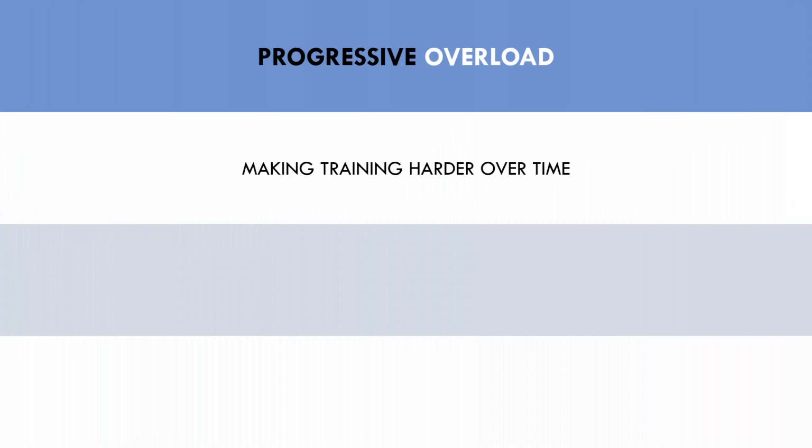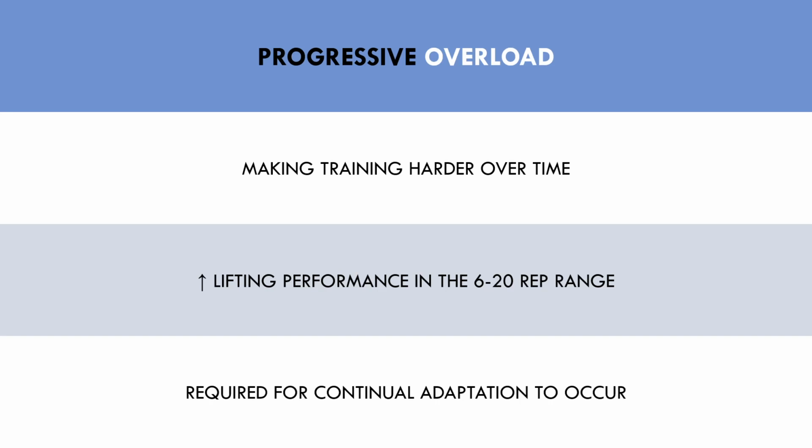In relation to hypertrophy training, this may mean increasing the number of reps performed, load lifted, or number of sets performed. Basically, we want to see an increase in lifting performance in the 6 to 20 rep range over time. This can mean performing more reps with the same load, or performing the same number of reps with a heavier load.